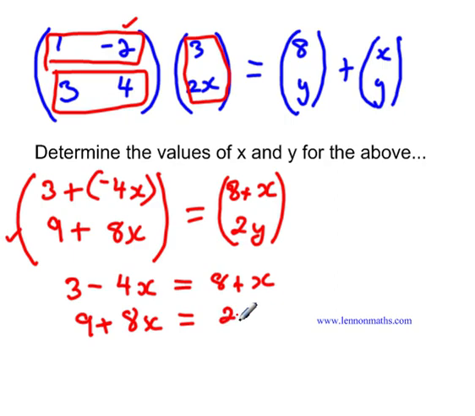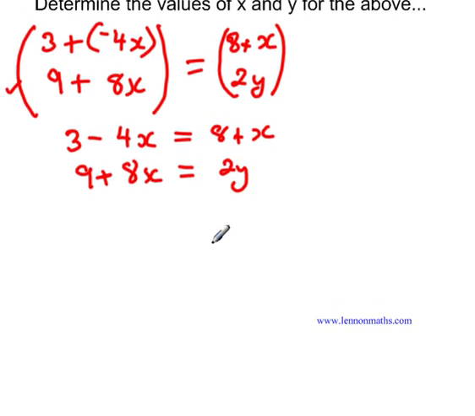Equal to 2y. Okay, now we're going to look to solve those. Now we can solve the first one above. We can't solve the one below because the equation below, so call this equation 1, and call this equation 2. Equation 1 can be solved for x. But equation 2 has two unknowns, we can't solve.